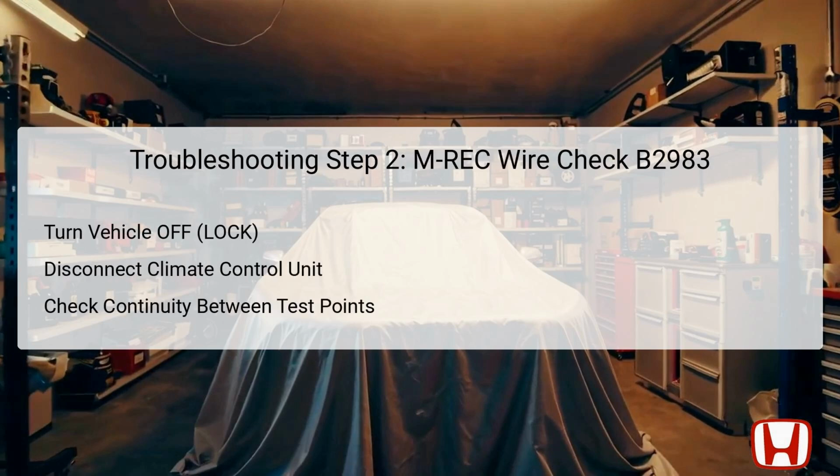In the second troubleshooting step, start by ensuring the vehicle is switched to the off/lock mode. Proceed to disconnect the climate control unit connector B, which is a 24-pin connector, as well as the recirculation control motor's 5-pin connector to isolate the problem effectively.